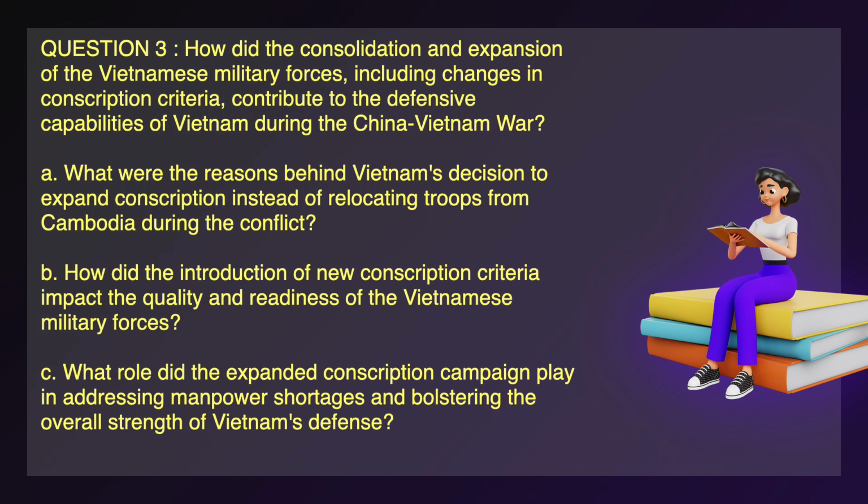Question number 3, which states: how did the consolidation and expansion of the Vietnamese military forces, including changes in the conscription criteria, contribute to the defensive capability of Vietnam during the China-Vietnam War? Under this, the subparts are: Part A, what were the reasons behind Vietnam's decision to expand conscription instead of relocating troops from Cambodia during the conflict?